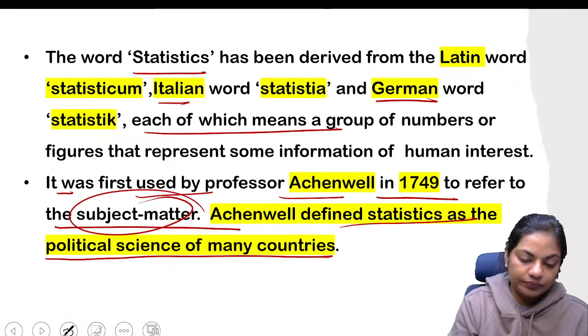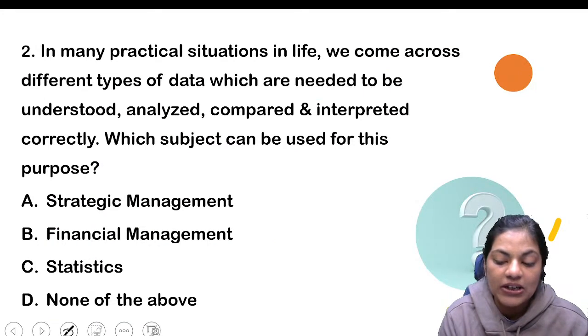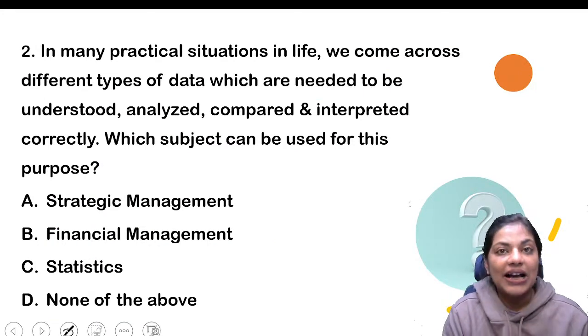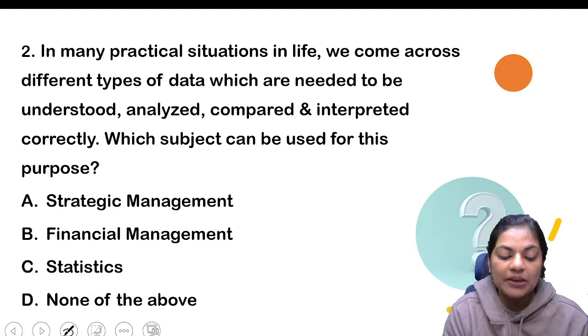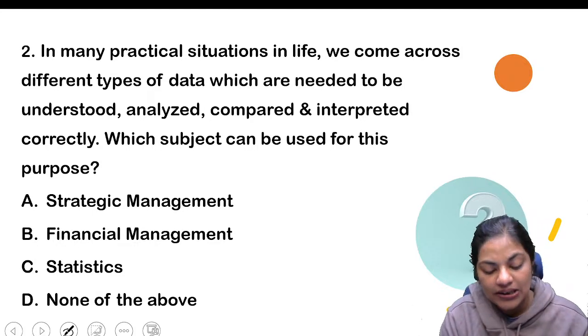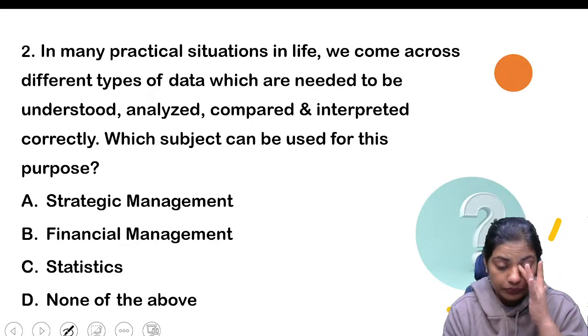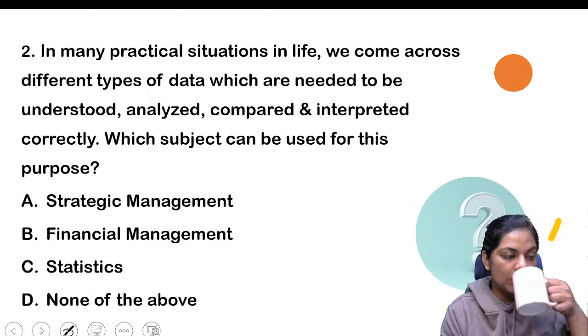Correct? Next one. In many practical situations in life, we come across different types of data which need to be understood, analyzed, compared and interpreted correctly. Which subject can be used for this purpose? Strategic management, financial management, statistics, none of the above. What do you think is the right answer?